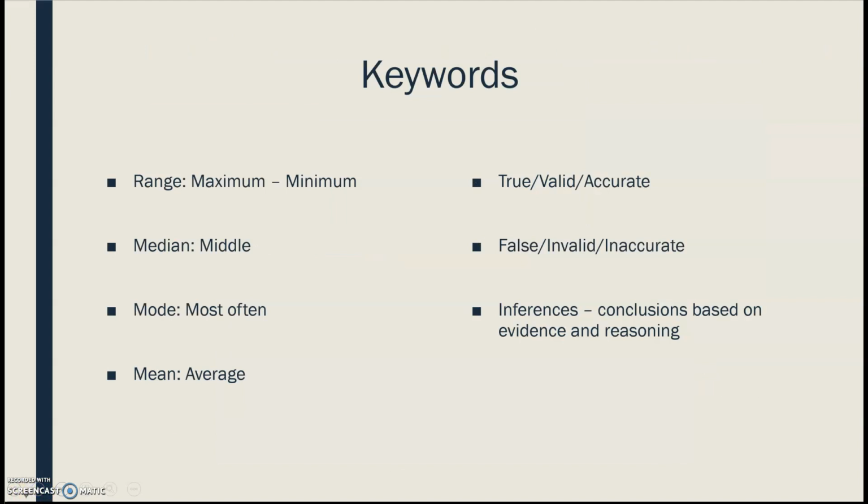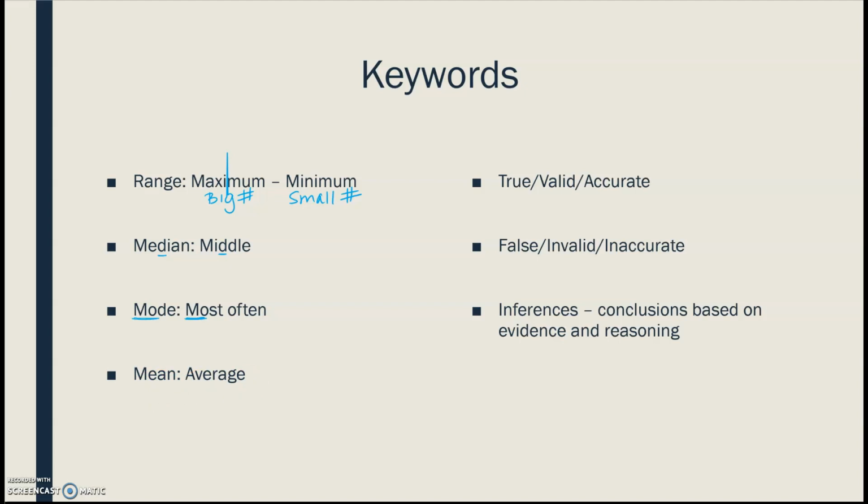And here are some keywords. The first keyword is range: maximum minus your minimum, right? Your maximum is your big number minus your small number. Okay, the median is the middle. The mode is the one that happens most often, so the number with the most dots above it. And then the mean is the average. So that is a mean calculation.